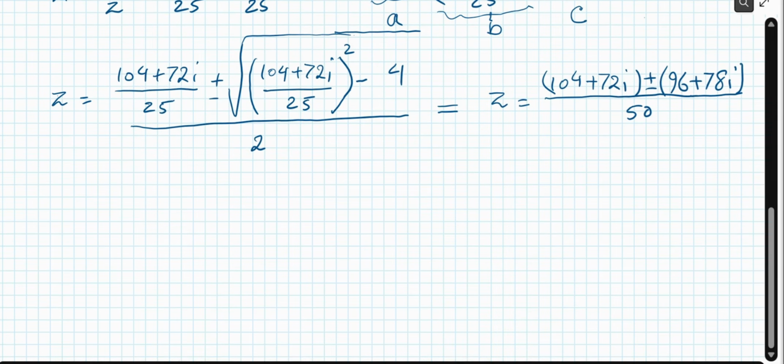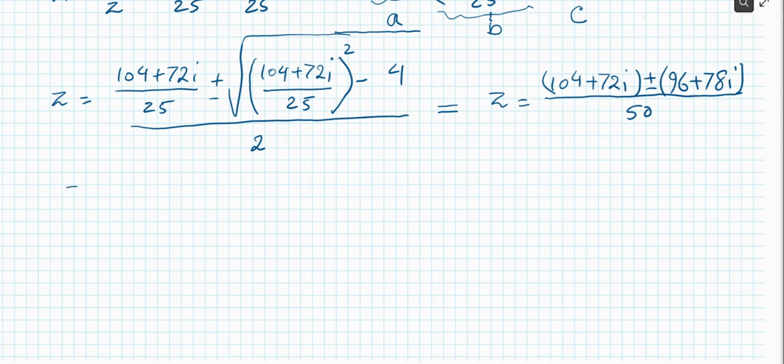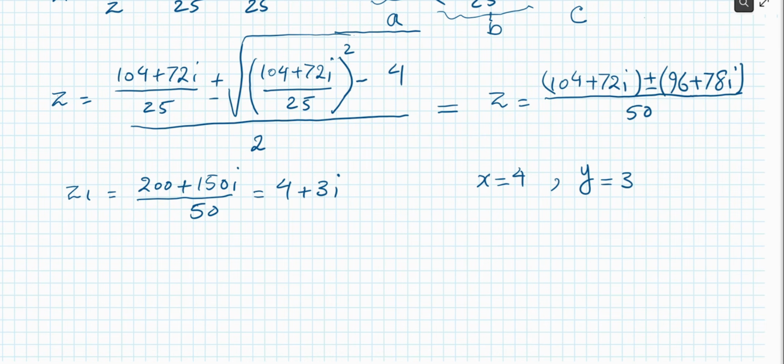So from here we find two roots of our equation. z1, with the plus sign, is equal to 200 plus 150i over 50, and this would be 4 plus 3i. So from here we find that x is equal to 4 and y is equal to 3.